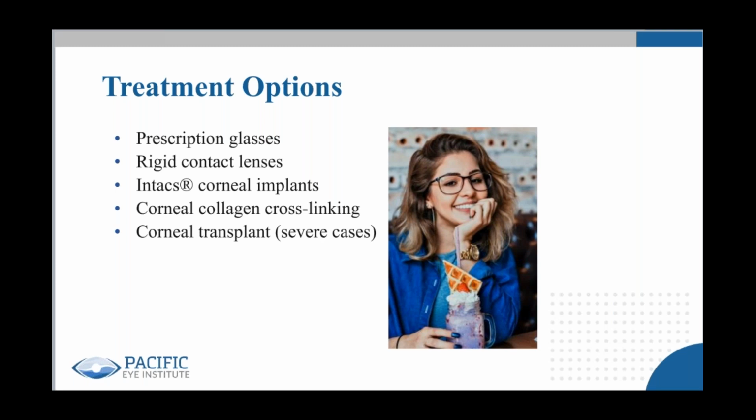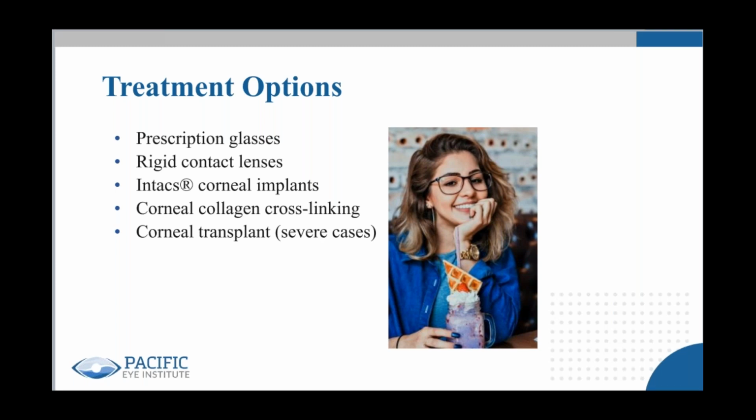In 2005, the FDA approved the intact corneal implant. So it's been around for almost 17 years now as an option for treating keratoconus. But many surgeons are not aware of it or have not been trained in the placement of intacts. And so it didn't go very far.